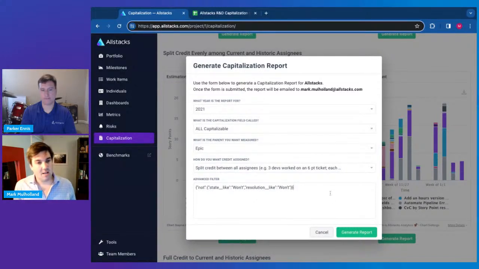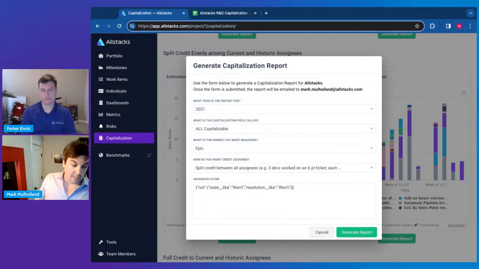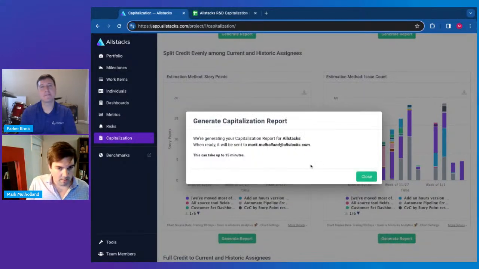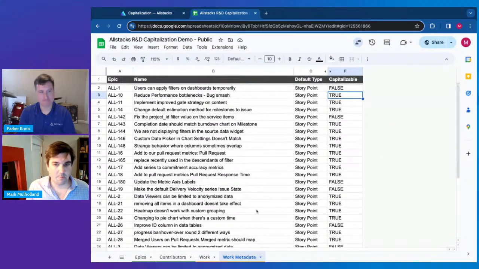I do want to say that things that say won't, whether it's won't do or won't complete, we have a couple different statuses that imply that the work will not be done. We want to omit that. That stuff wasn't part of the story. And so I'll generate my report. I have a swap ready for us so we don't have to wait 15 minutes. But if you're living in the real world, you'll receive an email that will look very much like this.